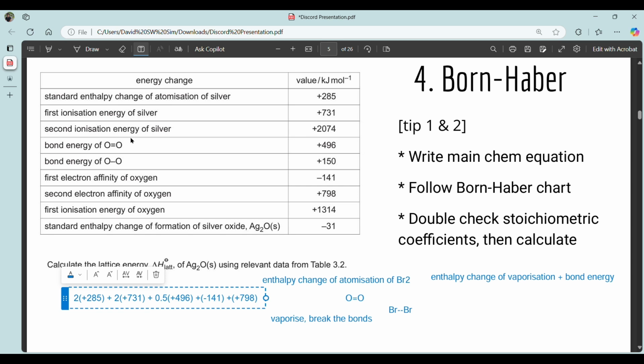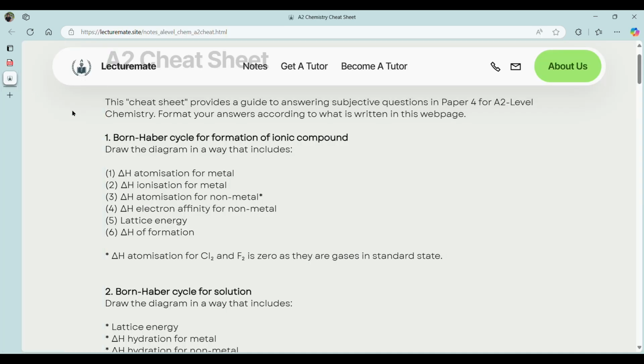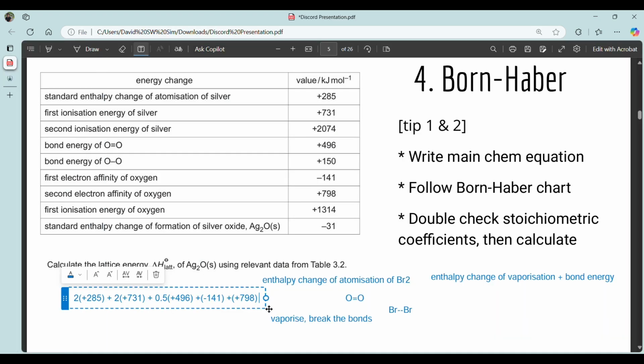Okay, so now that we have the enthalpy change of atomization and ionization of silver and oxygen, the next thing we need is the lattice energy. Now in this question, we don't have the lattice energy. We have to figure that out for ourselves. Once you have the lattice energy, all of this added up equals the standard enthalpy change of formation, which is negative 31. Alright, any questions?